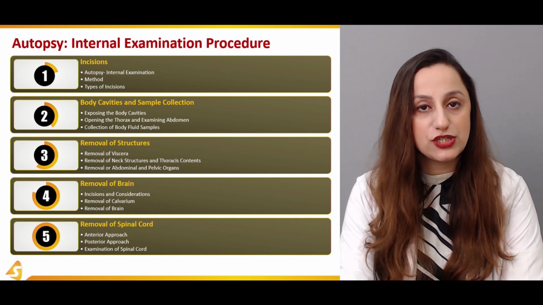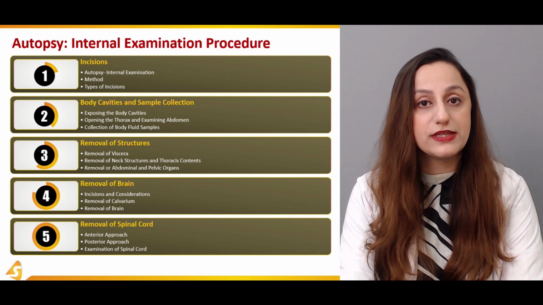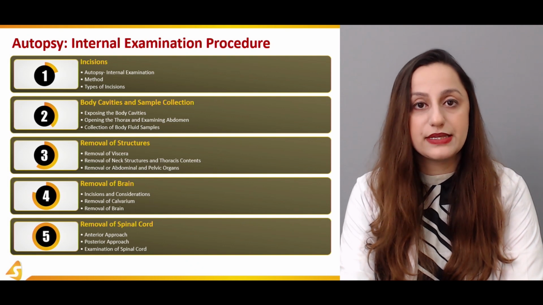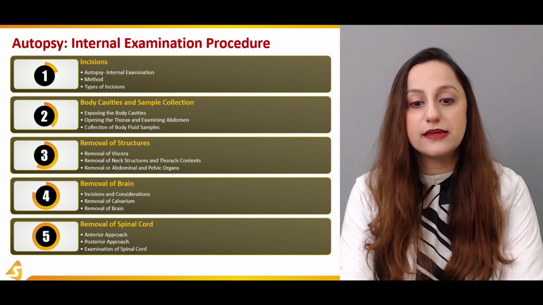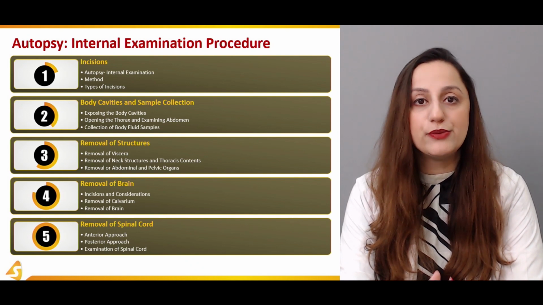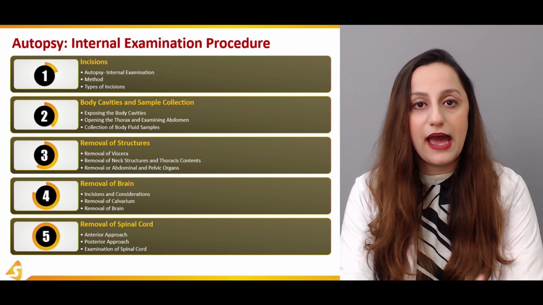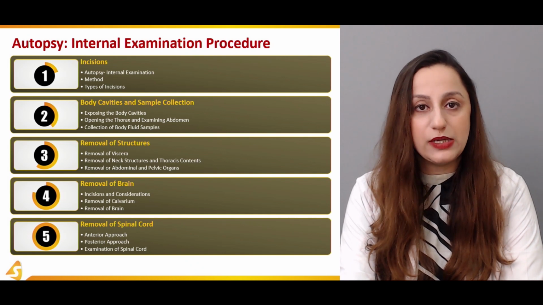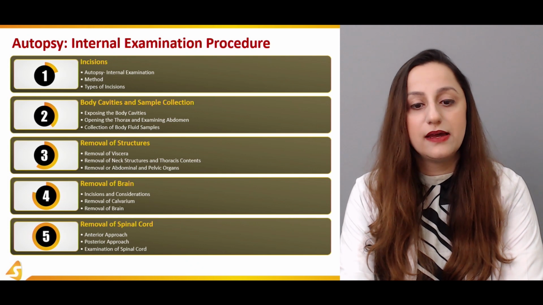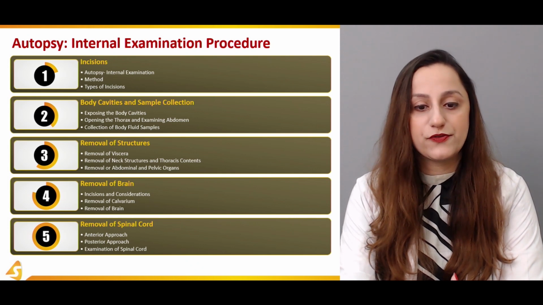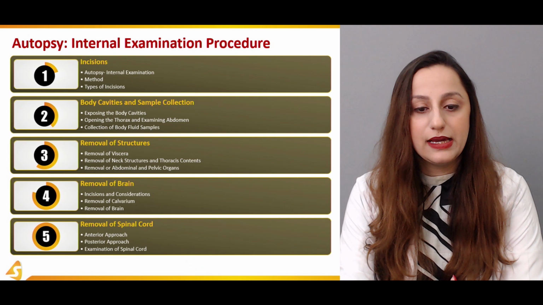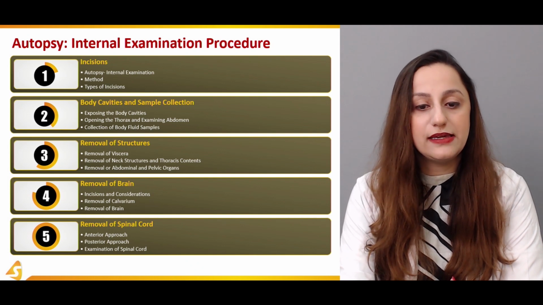In the fifth section, we'll be discussing the removal of the spinal cord. Now, there are two approaches when we are removing the spinal cord: an anterior approach and a posterior approach. In the anterior approach, we are basically removing the vertebral bodies. While we are dealing posteriorly, we are giving two sections to the laminas and approaching the spinal cord from that view. Lastly, we'll be discussing the examination.